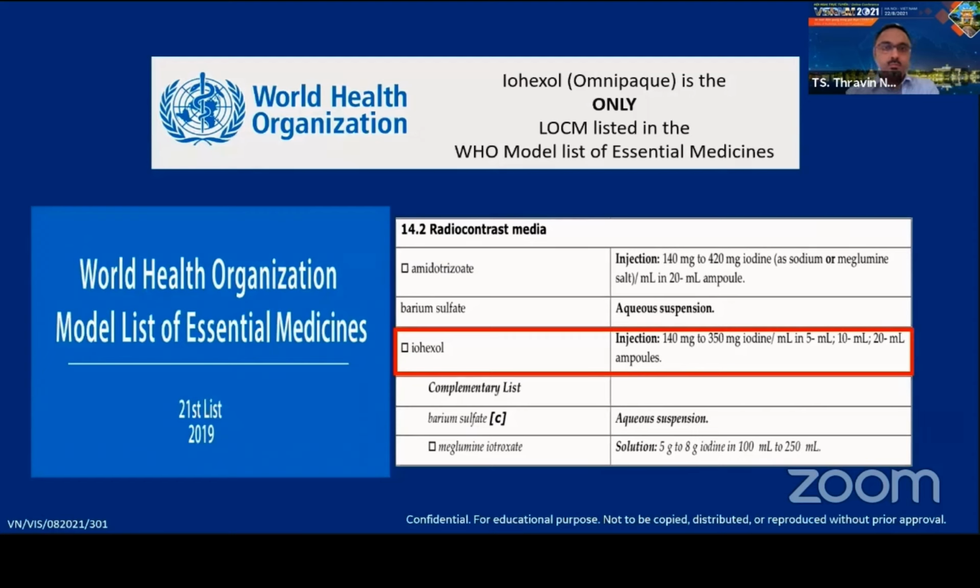This is a list that is put together based on medicines' efficacy, safety profile, as well as cost effectiveness. Essentially, what it means is this is the minimum type of medication that is needed in a healthcare system, and iohexol is listed in this list.